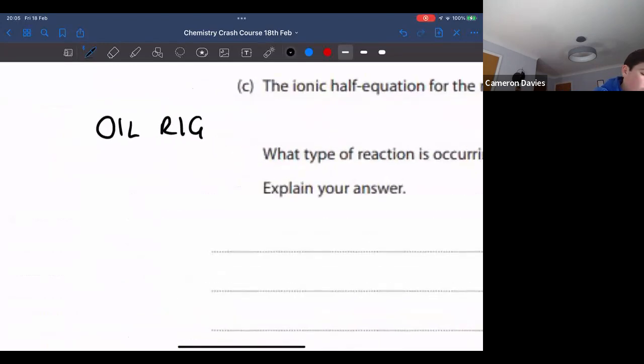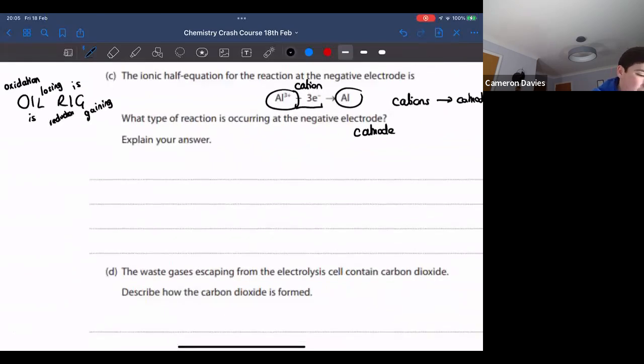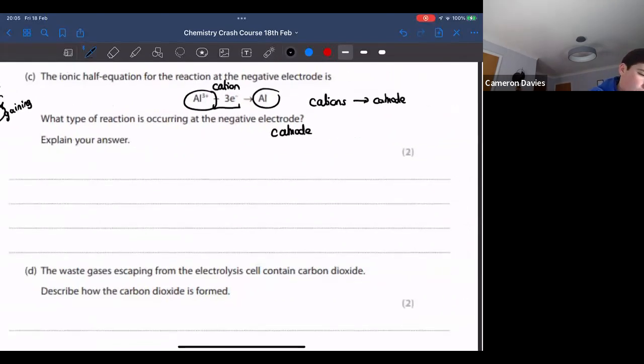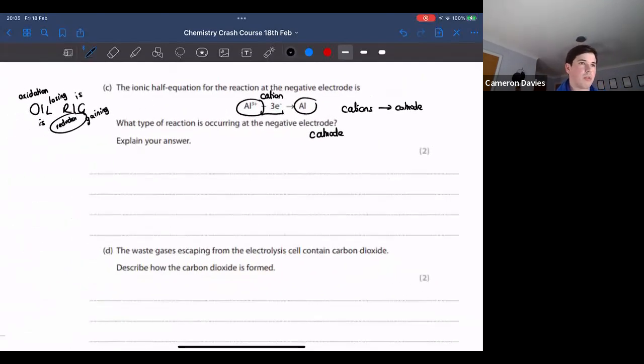So if we look back at our acronym here, oxidation is losing an electron, and reduction is gaining an electron. If we look at this particular example, we've got aluminium 3 plus, and that gains 3 electrons to become aluminium. So if it's gaining electrons, it's going to be a reduction reaction. Because this is 2 marks, sorry, we need to be able to explain that, not just say it's a reduction reaction.